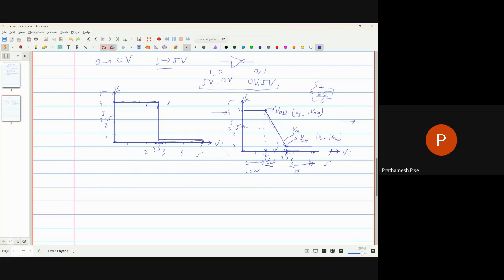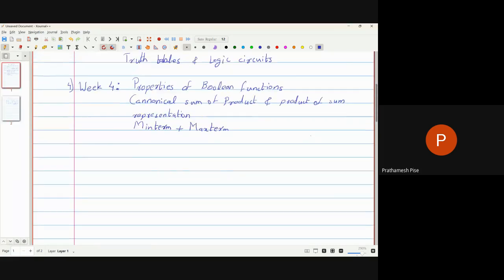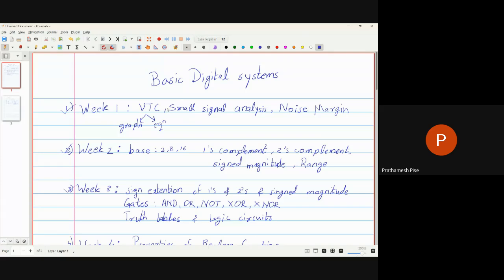So this thing is very important, and this makes the whole VTC concept very simple. Now we will see this equation part. This equation part is strongly related to small signal analysis.